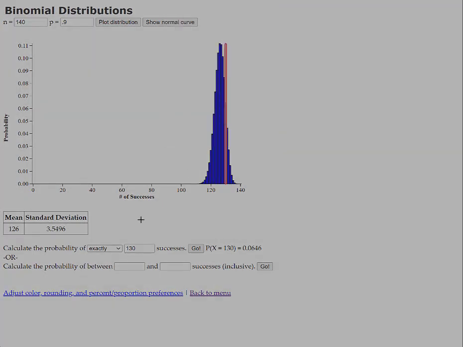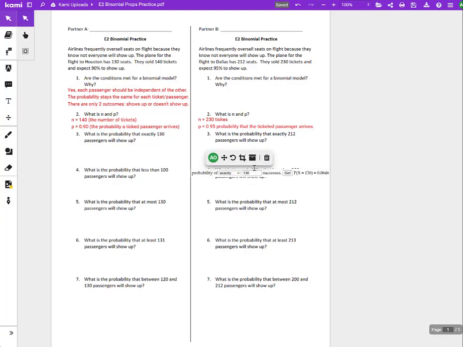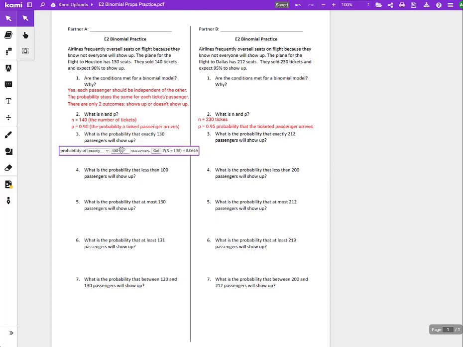So I'll go ahead and copy that answer. Probability of exactly 130 is, there we go. And hopefully it'll fit on my little dock. Maybe I'll just chop off the, it's okay. We'll have it overlap a little bit.